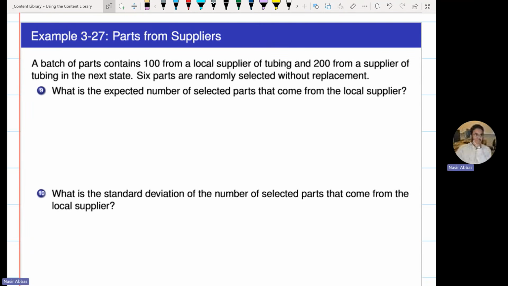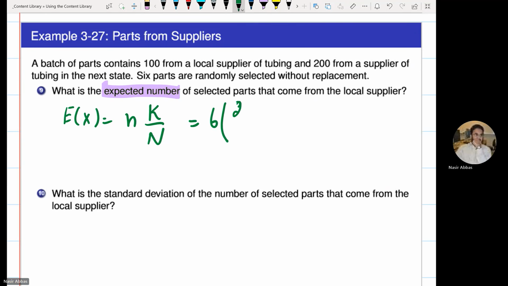What is the mean? Read the question. I gave you the answer. The question says, what is the expected number of selected parts that come from local supply? What is the expected? Expected means what? Always mean. What is the mean of selected parts coming from the local supplier? Formula. This will be given to you. So plug in the values. What is N? What is K? 100 over 800.